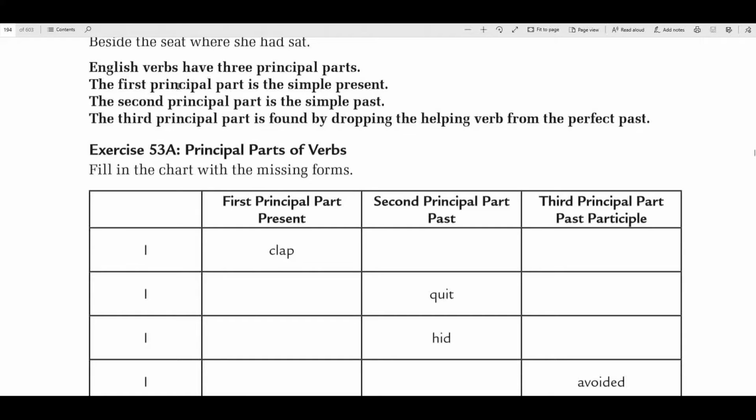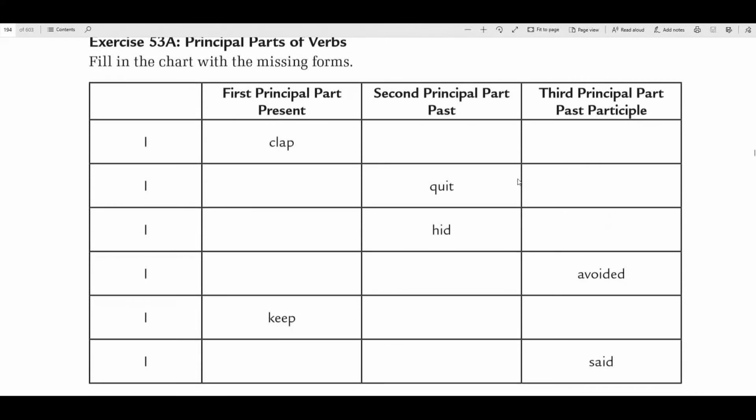The third principal part is found by dropping the helping verb from the perfect past. So remember this: the third principal part is the past participle. The past participle uses had or have before the verb. To form the third principal part, you use that part of the verb but without have or had. If it's just the third principal part, you drop the have or had. All right, so let's fill this out.